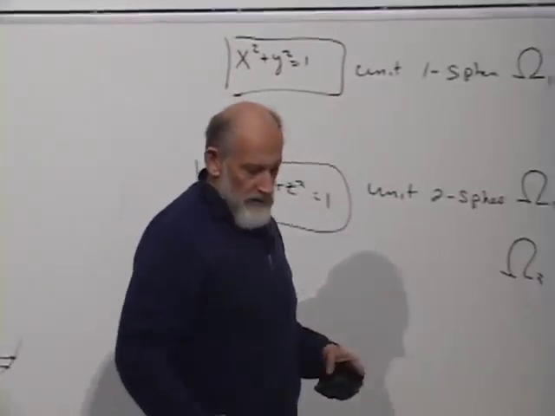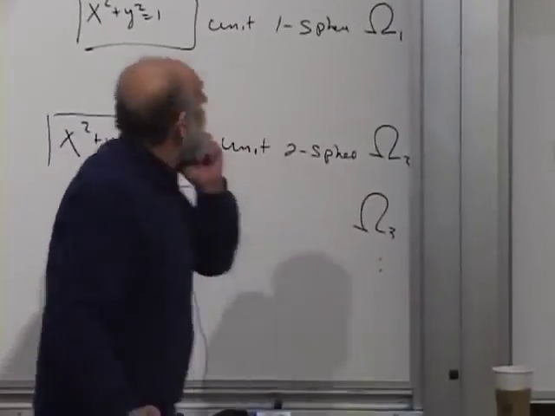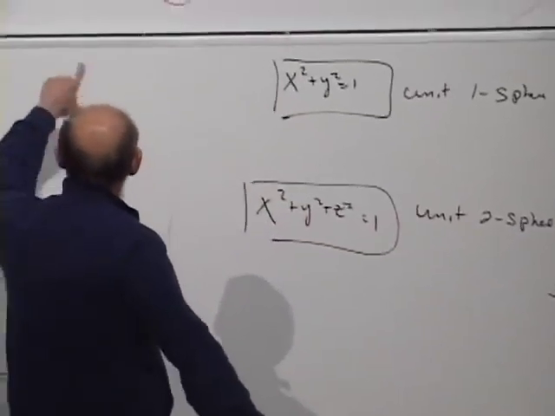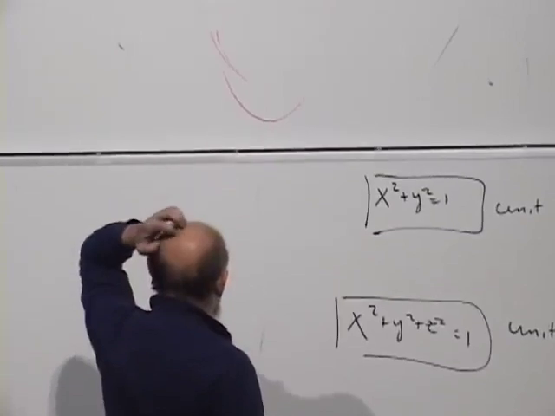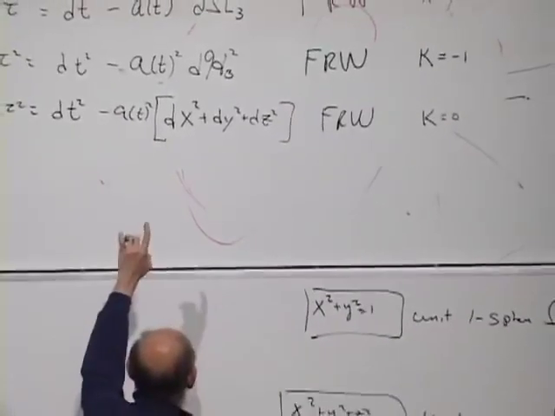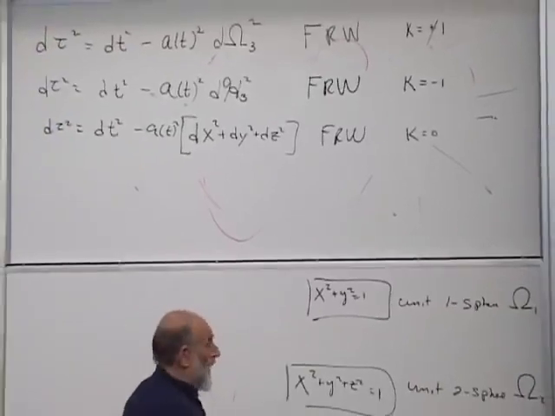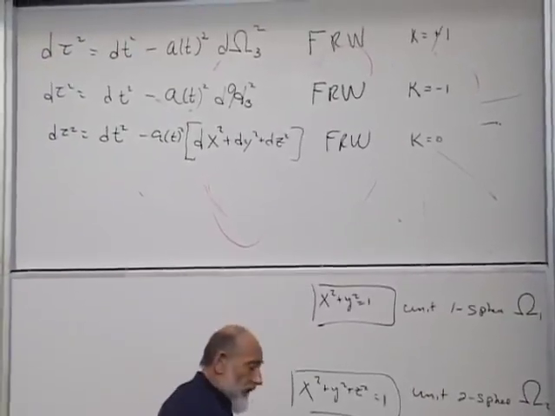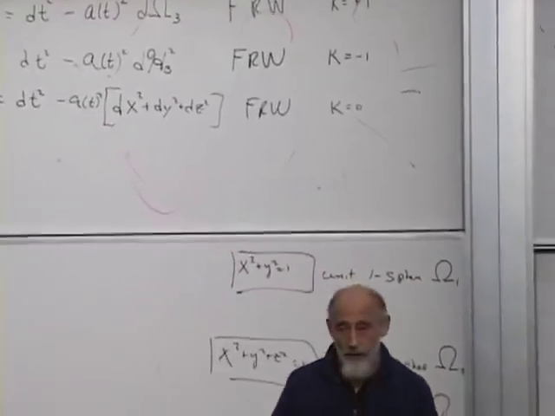We start with the FRW form for the geometry. Let's take the case of the sphere first. Let's take the top case, the sphere first. Okay, we start with that type of geometry.